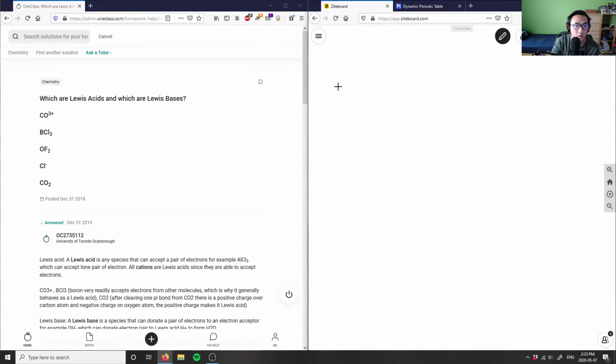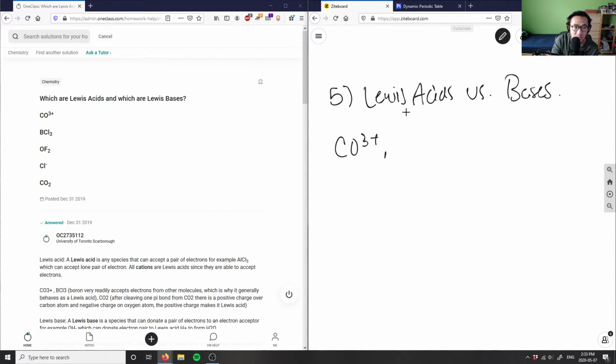Number 5 is asking which are Lewis acids and which are Lewis bases. So, Lewis acids versus bases. Again, I have 5 compounds here: CO3 plus, BCl3, OF2, Cl minus, and CO2. So it's asking what are Lewis acids and what are Lewis bases, and which one are they, right?